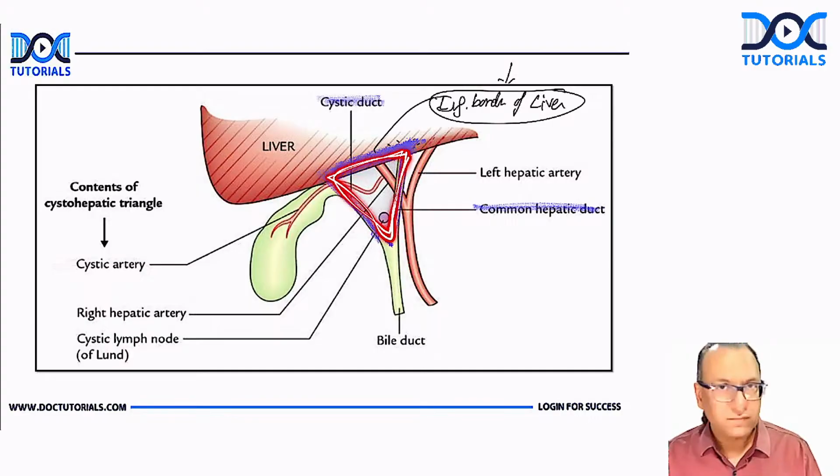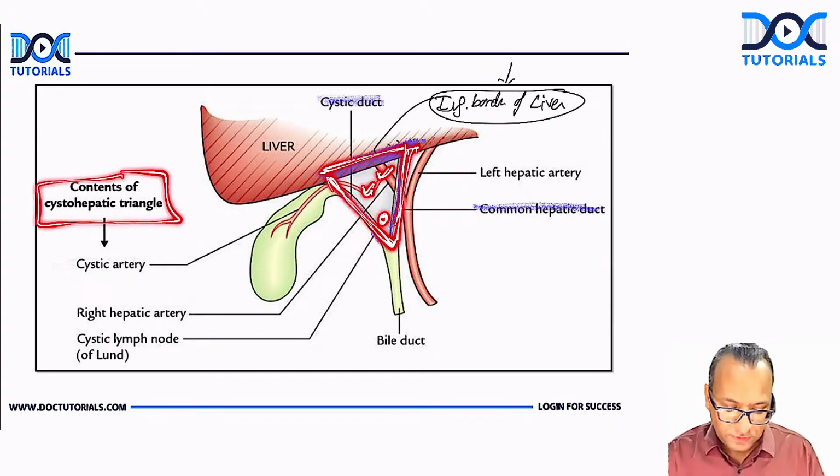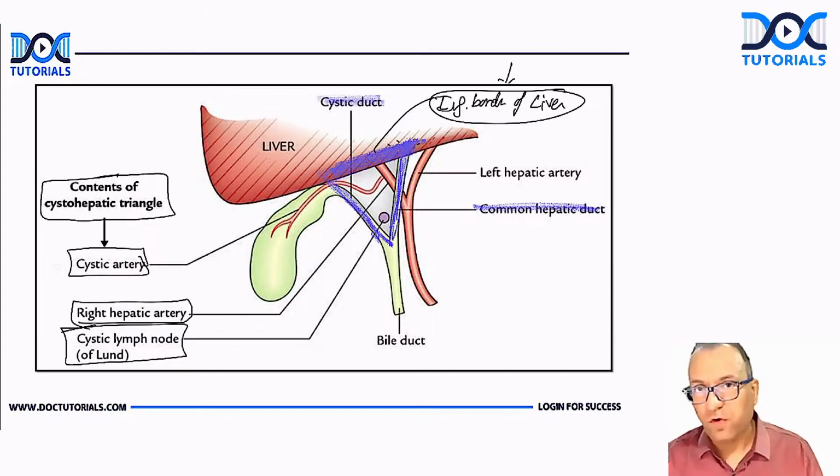Cystohepatic triangle or hepatobiliary triangle, whatever. But this is not Calot's triangle. If this is not Calot's triangle, then where is Calot's triangle? And what are the boundaries of the cystohepatic triangle? It is the inferior border of the liver, the common hepatic duct, and the cystic duct. What are the contents? The right hepatic artery, which is giving the cystic artery, and one lymph node. So you can see the contents of the cystohepatic triangle: the cystic artery, which is given by the right hepatic artery, and then you have the lymph node also.